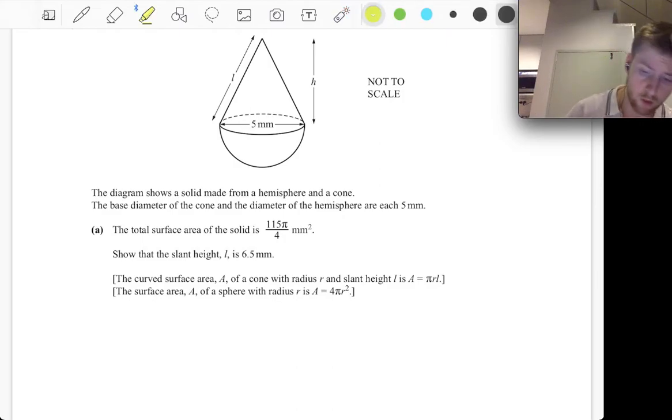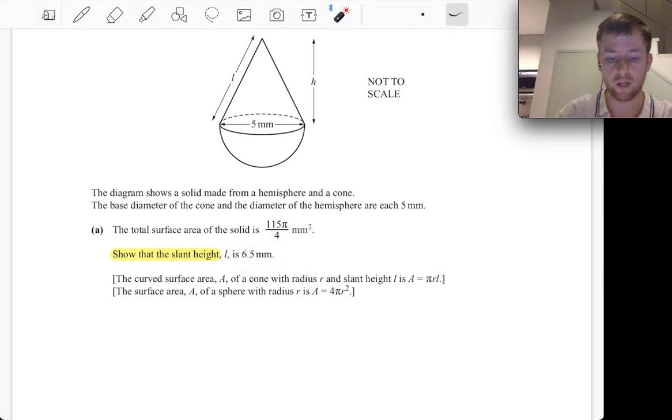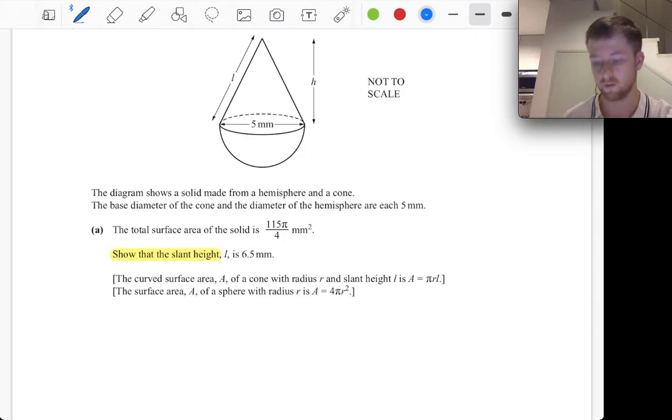Okay, these questions often prove to be tricky because students get confused about this part, show that. So what basically happens here is you're already given the answer, which is slant height L is 6.5, but the question is not asking you to work out the slant height actually. The question is asking you to show. This is where you have to show your working. You have to try and find the slant height, even though you already know it. You have to try and find it properly, step by step, and this is where you must show your working. Otherwise, you're not going to get full points for this question.